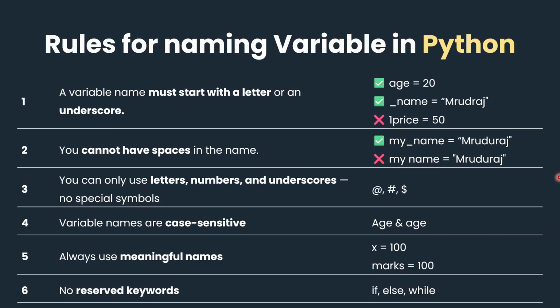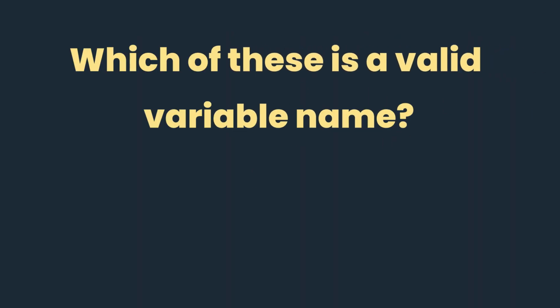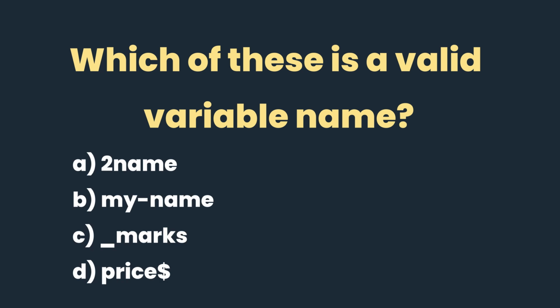Now based on this, I'm going to ask you a quick short question: which of these is a valid variable name? Your options are: A, 2name; B, my name; C, marks; D, price. Think over it and then write the answer in the comment section.